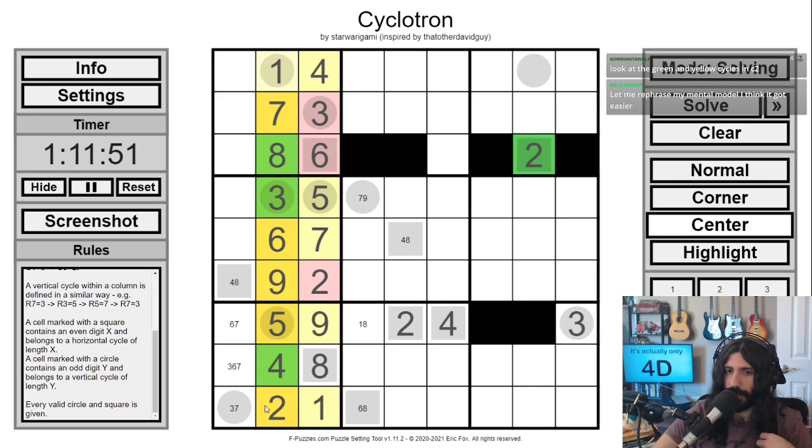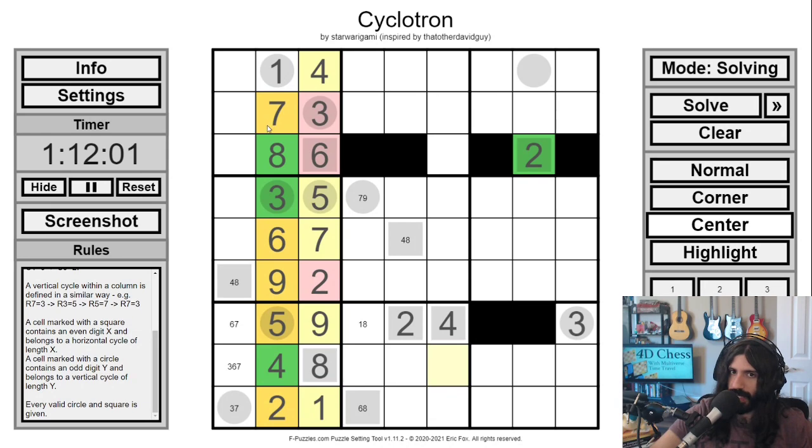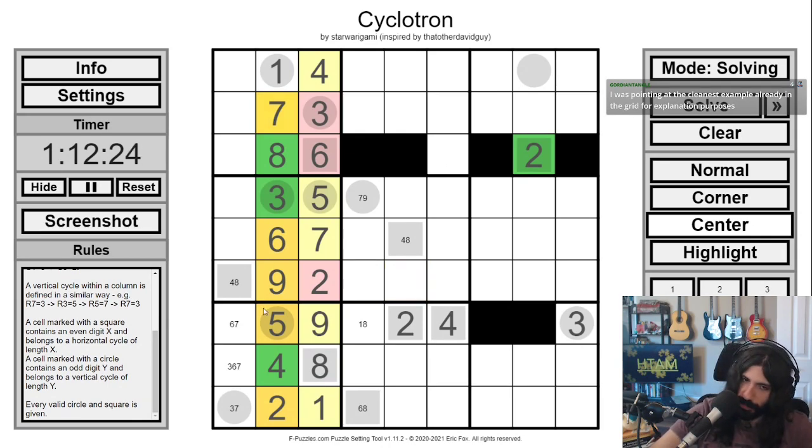What are we, wait, are you helping me solve or is this to explain the rules? Let me rephrase my mental model. I think I got it easier. Green and yellow cycles. I see a green cycle and I see a yellow cycle. What's going on here? Is that advice for me or for Milch? I was pointing at the cleanest example already in the grid for explanation purposes. Okay. Gotcha. Fair enough.